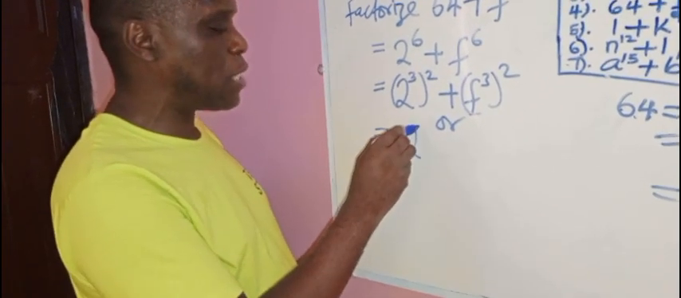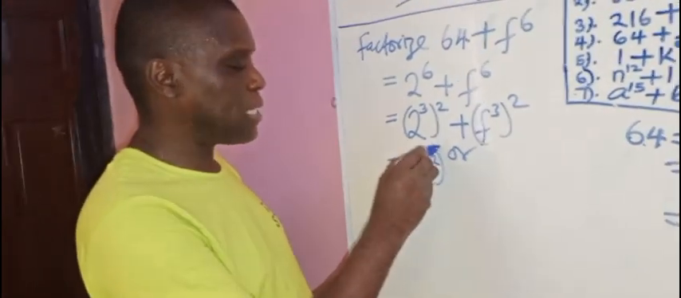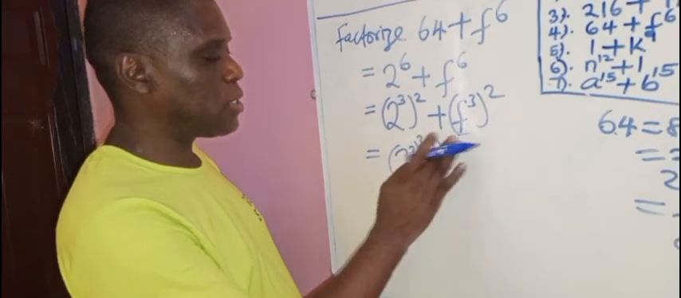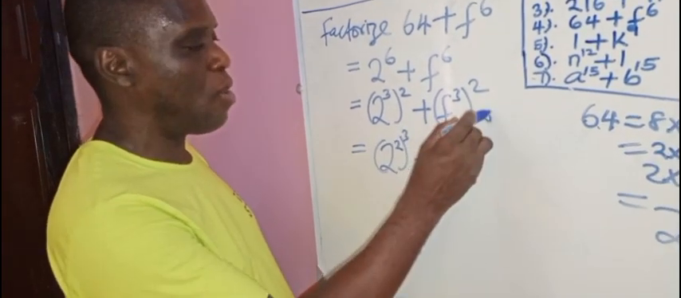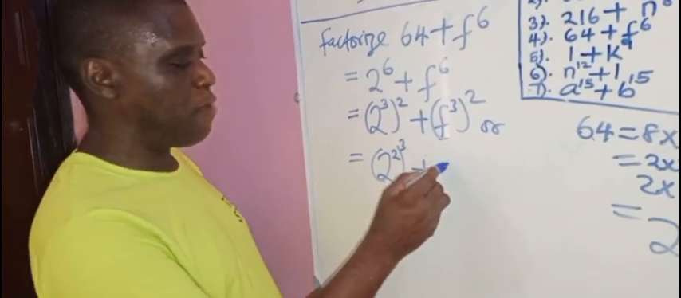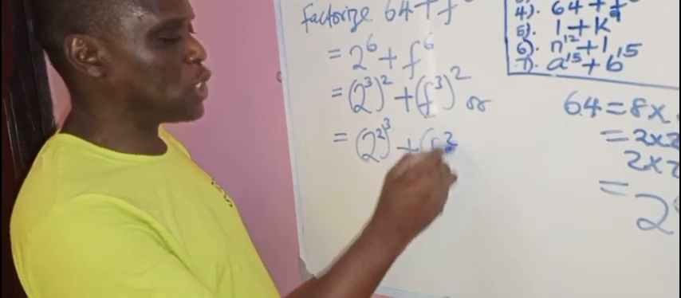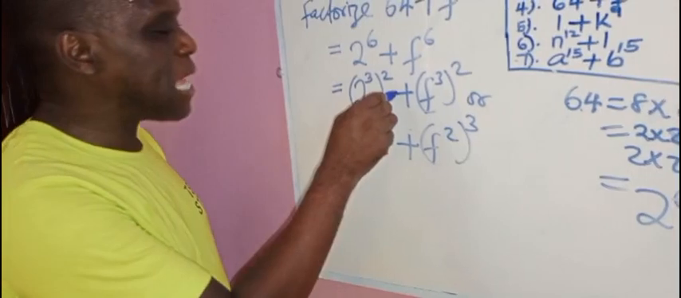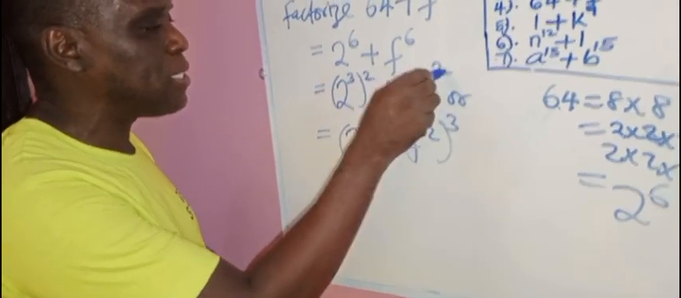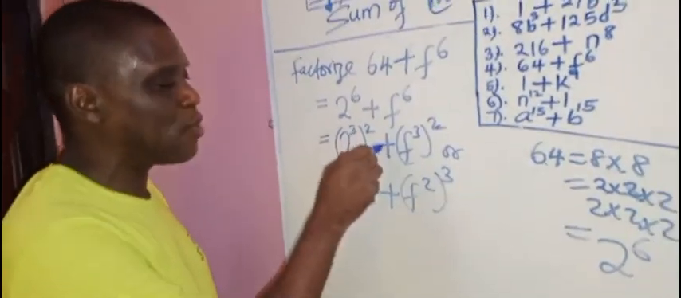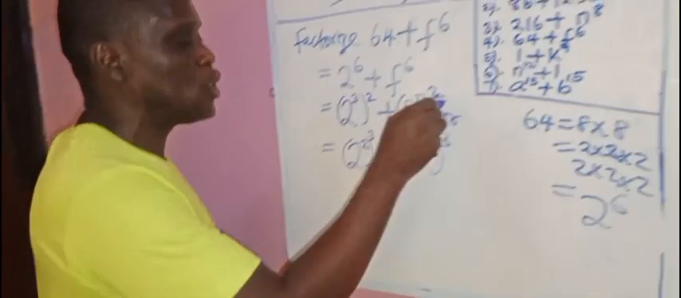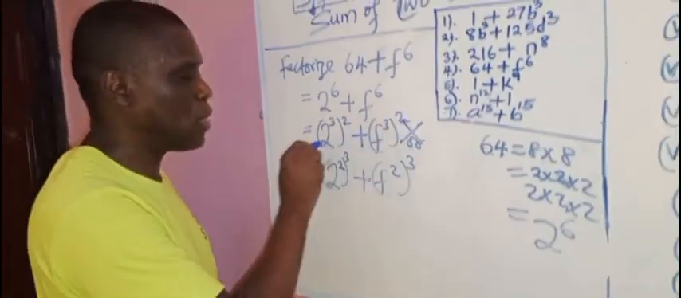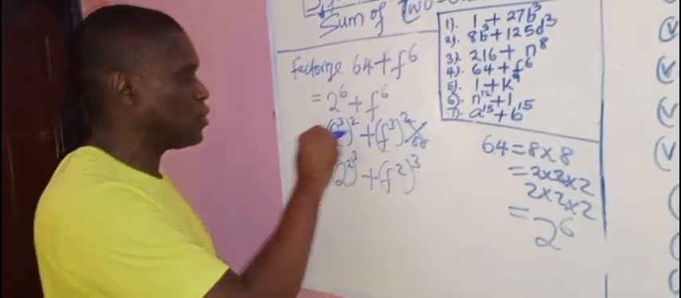It can be 2 raised to the power 2 raised to the power 3 plus f raised to the power 2 raised to the power 3. Now, let's see which one goes. There's nothing like sum of 2 squared. You only have difference of 2 squared. So this one cannot go, because this one remains. So this one, I cancel this.